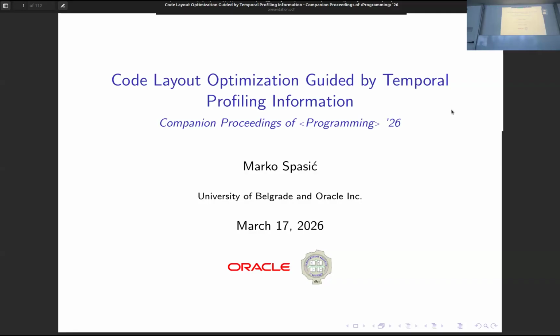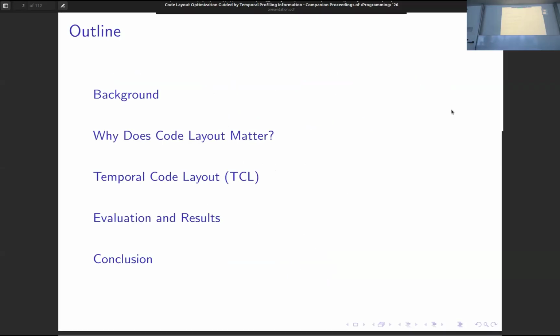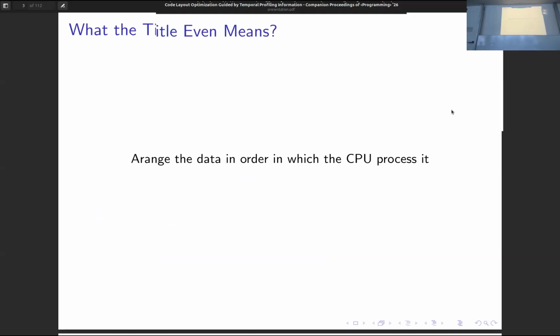So today I'm going to talk mostly about the optimizations and the work we're doing inside Oracle and the University of Belgrade, in research and on the compiler side. We'll go around some background of what we are doing, what code layout is, why it matters, how we arrange code in our programs, and how it can impact our everyday applications that we use.